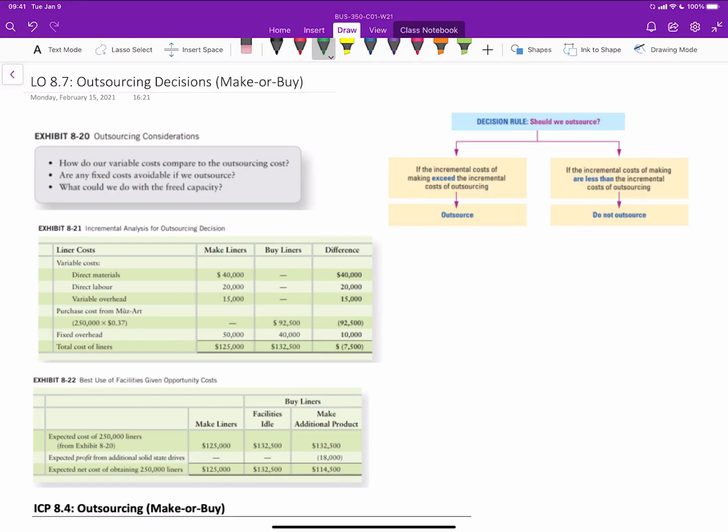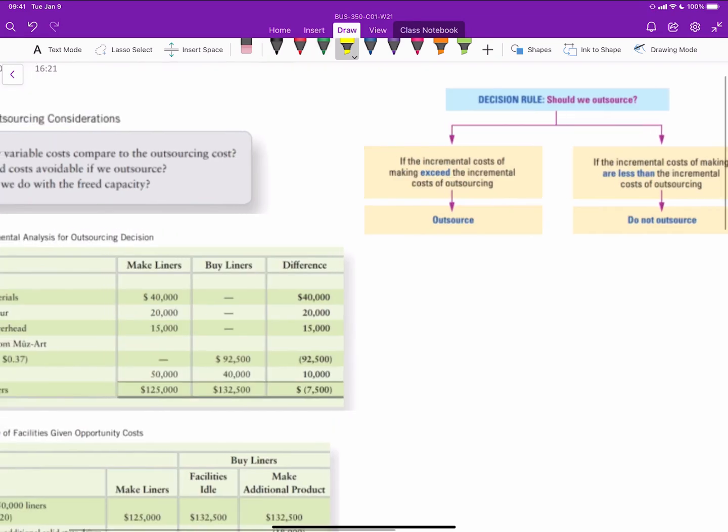Hi there. In this video, we'll talk briefly about the make or buy or outsourcing decision by identifying some considerations and a decision rule, and then just go through a brief illustration, and then we'll go through an in-class problem on it.